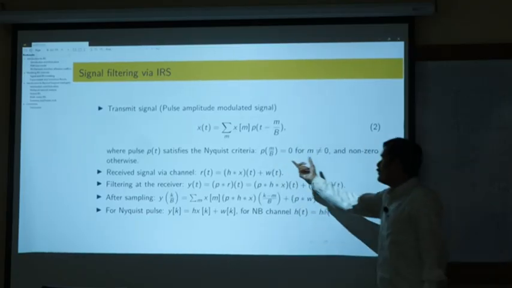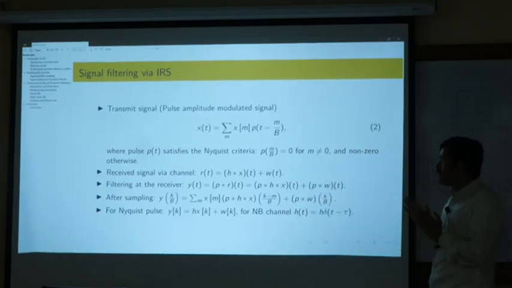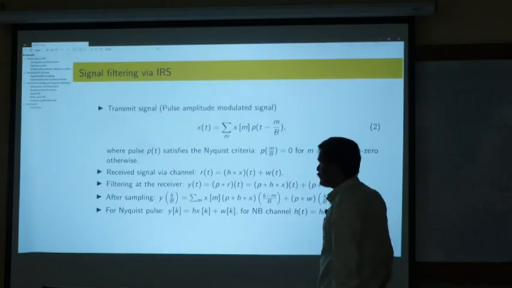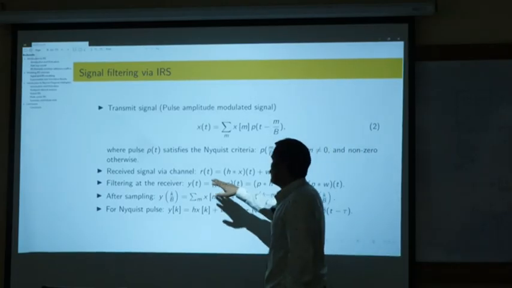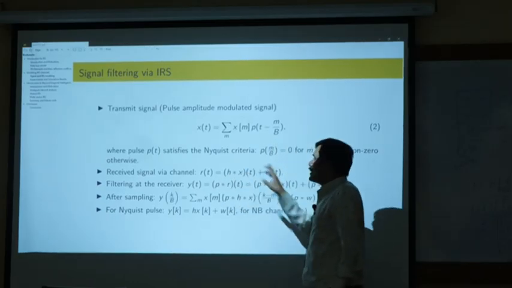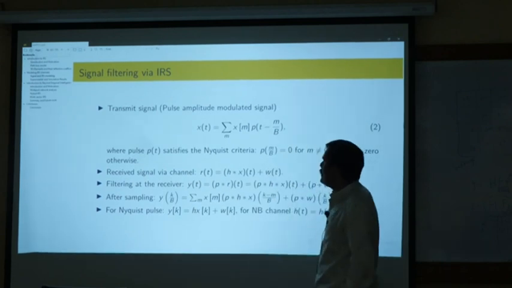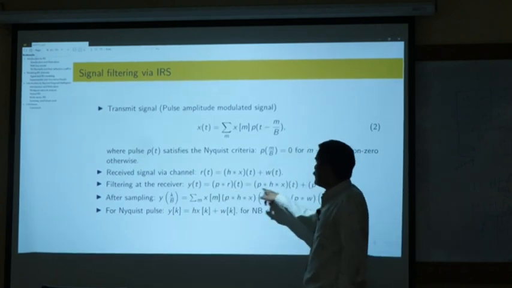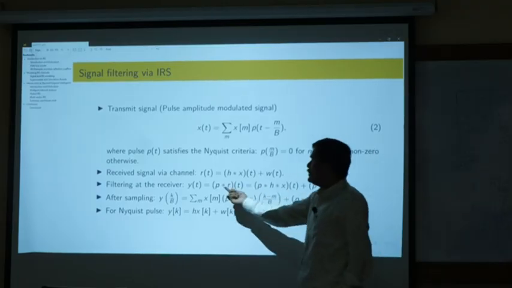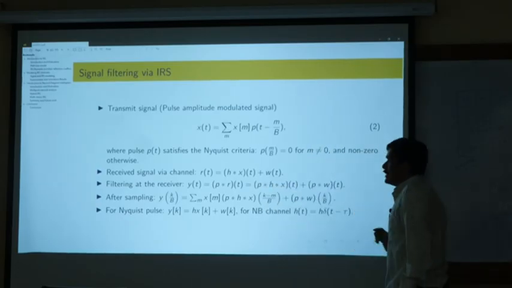So this is the Nyquist criteria, that is p(m) divided by B, where B is the bandwidth. That is the baseband bandwidth, for m not equal to 0 and non-zero otherwise. The received signal can be given like this, the convolution with that signal. At the receiver we will do some filtering. The filtering we do with p(t), so it will be given like this. There is nothing special here, we just do the convolution. So it will have two convolutions here.